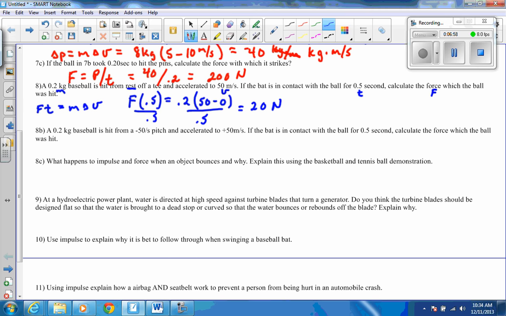On the next one, it says a 2-kilogram bat. Well, that's mass right there. Is pitched from a negative 50, so this is my original velocity, and it accelerated to a positive 50. This is my final velocity. If the bat is in contact for 0.5 seconds, that's time. Once again, calculate the force. I'm going to use the same formula again, but this time the change of velocity, just because the pitcher pitched it, is different. So let me erase that.